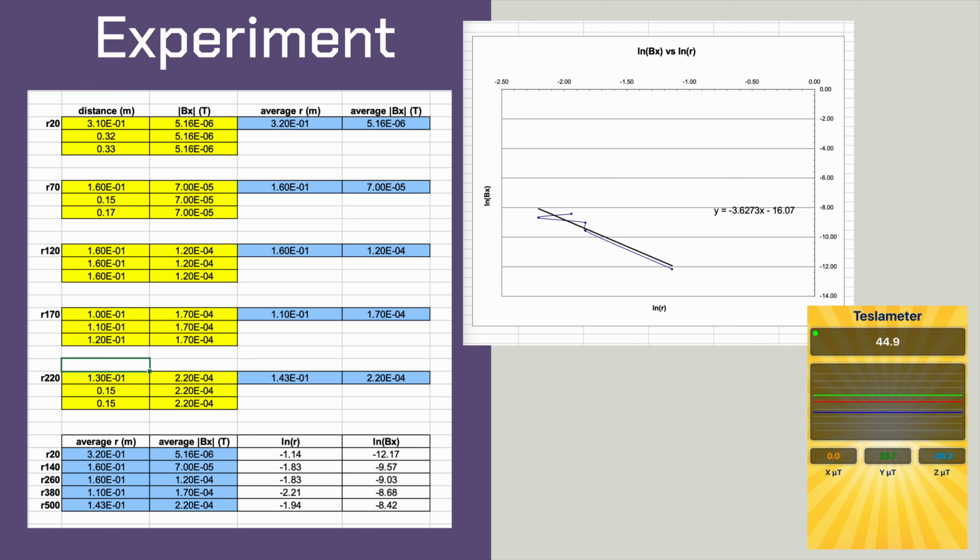For the on-axis data, I used the app and a ruler to find the distance and the magnitude of the magnetic field. I put the data into the Excel sheet provided and graphed the natural log of the x component versus the natural log of r.